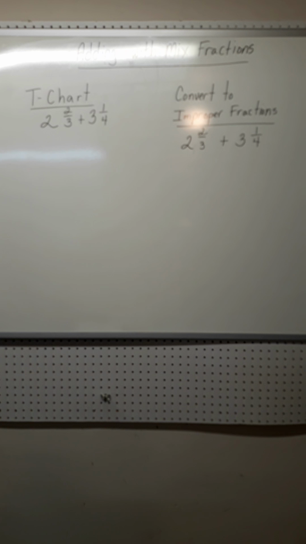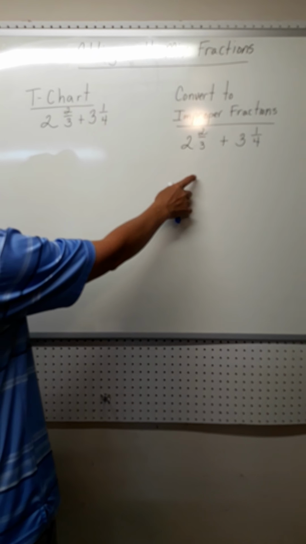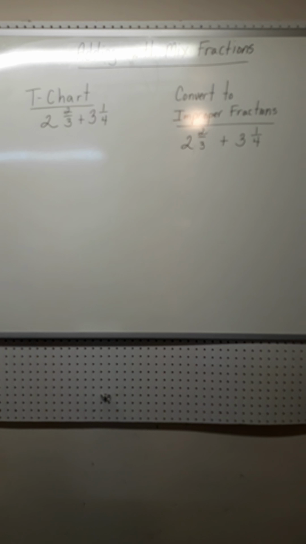Alright guys, I know that some of you may feel intimidated when you are given a mixed fraction and you must add it to another mixed fraction. I'm going to try to put this at ease for you, and hopefully this helps. I'm going to show you two methods. I'm going to use a t-chart as one method, and then converting my mixed fraction to an improper fraction, and then hopefully you can pick which method you like best, and it'll always work this way.